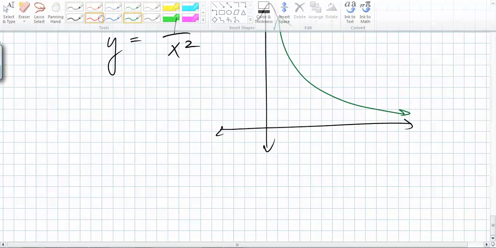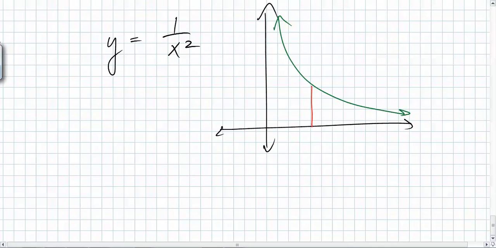Now, if I asked you to find the area, let's go from here. Let's say that's x equals 1 to, let's say, x equals 2. Is that something you could do? Could you find me the area under the curve from x equals 1 to x equals 2? Sure. You can integrate 1 over x squared and then evaluate at the endpoints, right? Not bad.